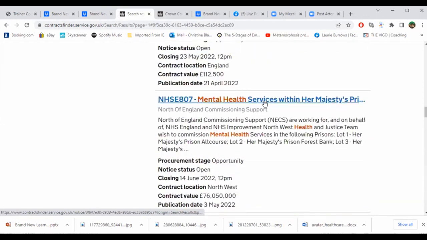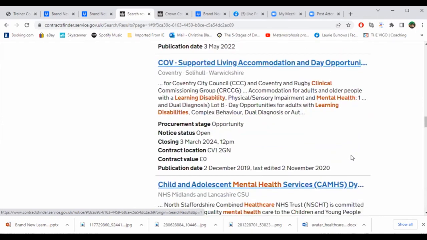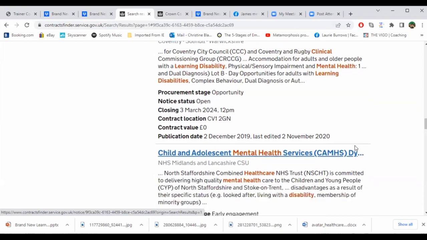So this one's North of England, commissioning group, different lots. There'll be different lots. The service that needs to be delivered. So some of it can be clinical, non-clinical, mental health, learning disability, personal care, complex care, for example. The list is endless.